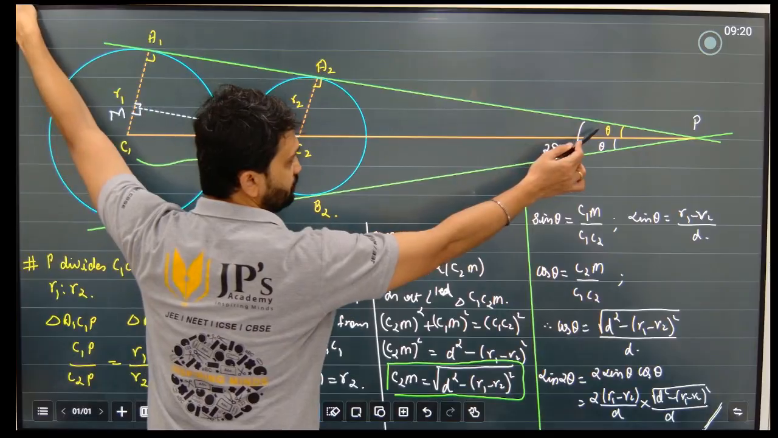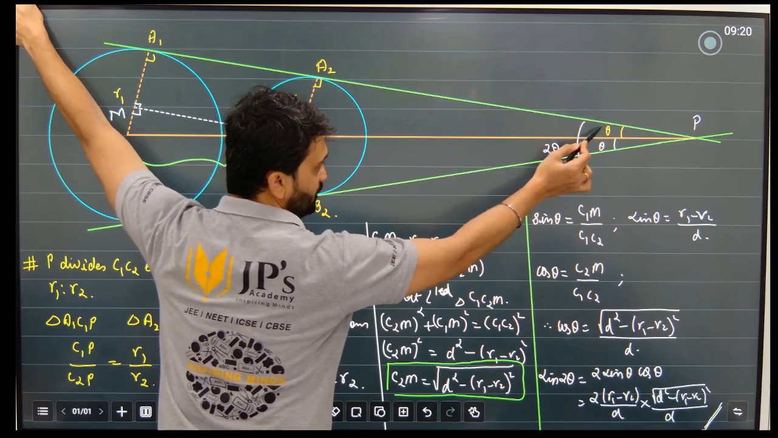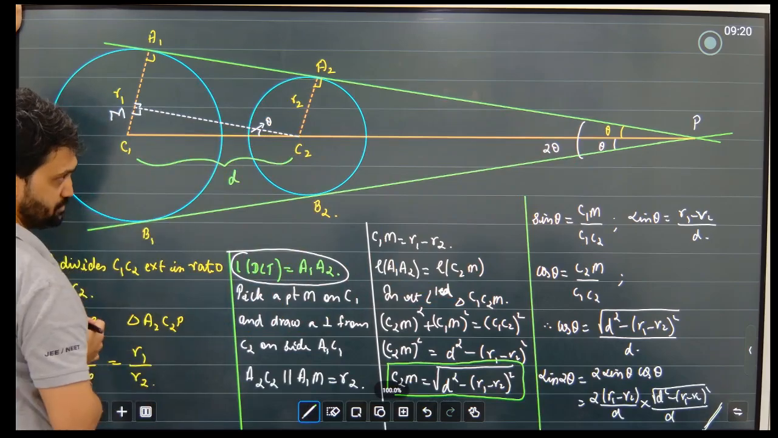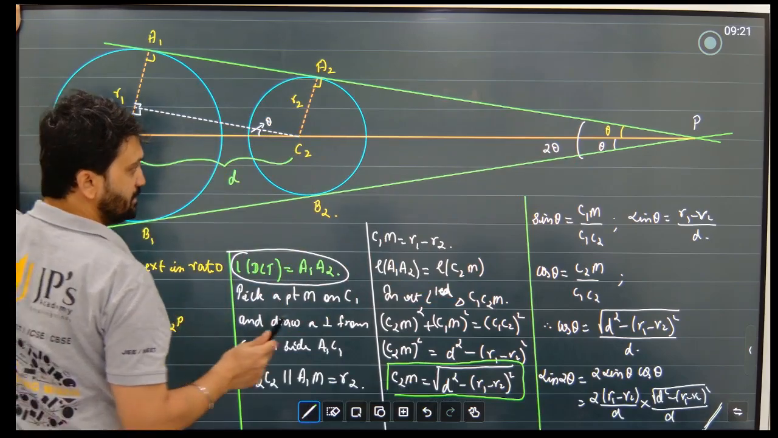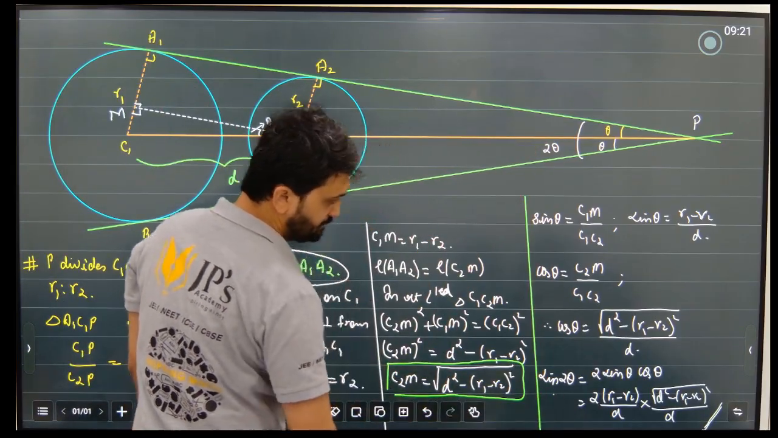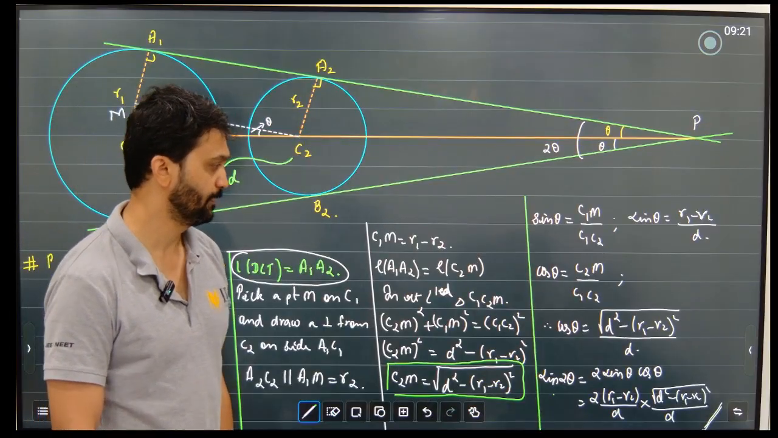Then we shift our attention towards the angle, that is theta is mid. We first found sin theta, see this is theta, very good, here theta is formed, and we found its sin theta and cos theta, and lastly, since 2 theta is the angle between two direct common tangents, we found the value of sin 2 theta. Okay, please start writing.